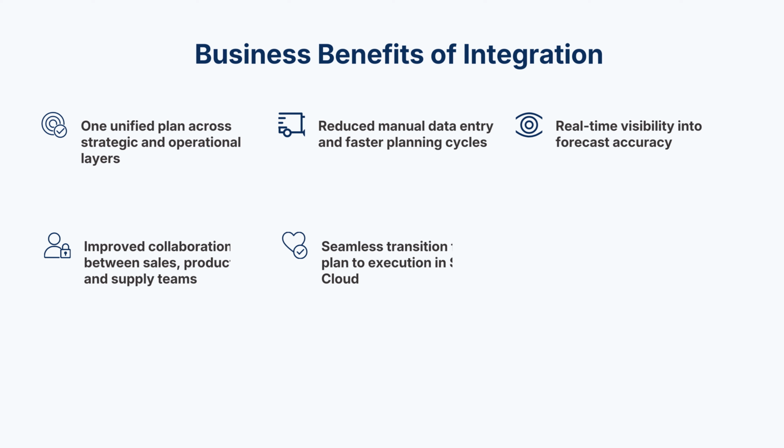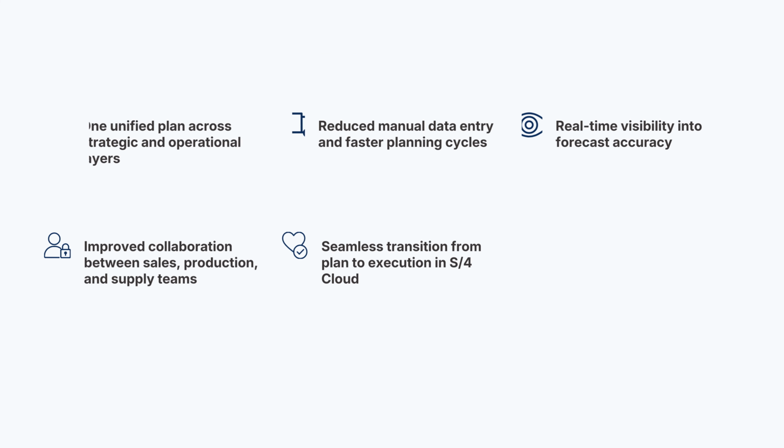Business benefits of integration. Integration between IBP and S4 transforms planning into a synchronized, intelligent process. It eliminates manual uploads, ensures one global data version, and speeds up planning cycles. Forecast accuracy improves as planners see actual performance almost instantly. This tight link between plan and execution builds supply chain agility and resilience.